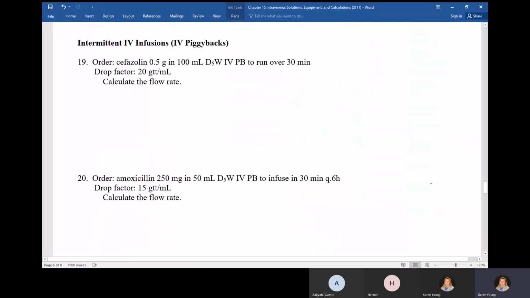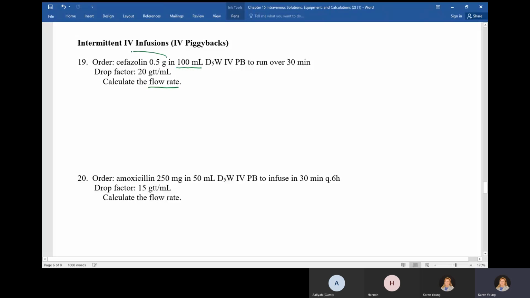All right, so we have next, which is different than what we've been doing, and it's a different mindset, but it's intermittent IV infusions. We're still looking for flow rate. It's different than the adjusted flow rate to some degree. We're just wanting to calculate the flow rate. We're only giving a packet of medication though, okay? So we're only looking at, in this case, 100 milliliters.